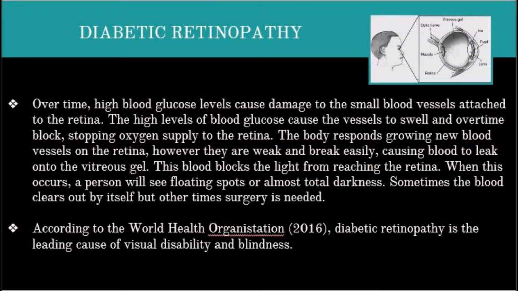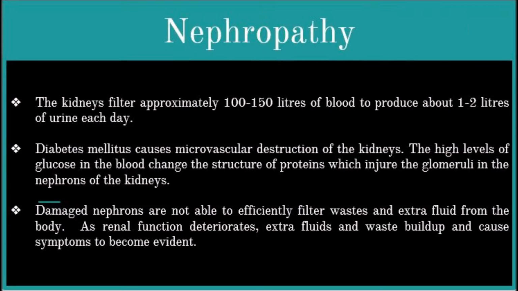However, they are weak and break easily, causing blood to leak onto the vitreous gel. This blood blocks the light from reaching the retina. When this occurs, a person will see floating spots or almost total darkness. Sometimes the blood clears out by itself, but other times surgery is needed. According to the World Health Organization, diabetic retinopathy is the leading cause of visual disability and blindness.